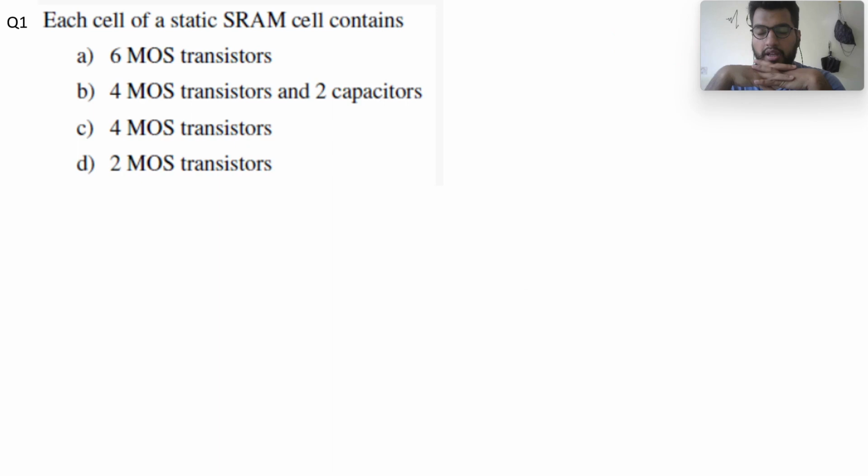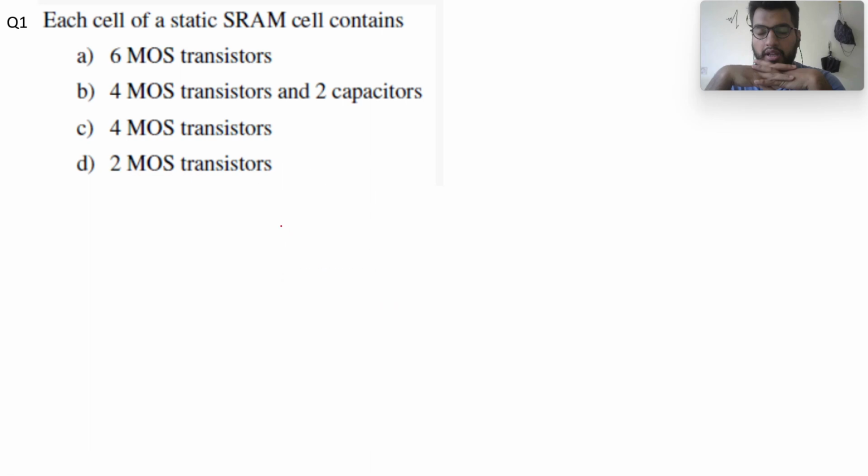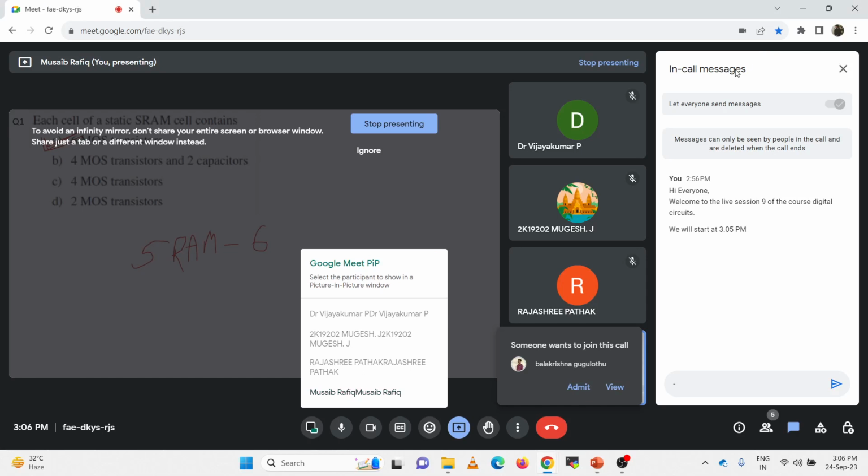It states that each cell of a static SRAM cell contains A: 6 MOS transistors, B: 4 MOS transistors and 2 capacitors, C: 4 MOS transistors and 2 MOS transistors. So you are aware that each SRAM cell contains 6 MOS transistors. That is option A. So each SRAM cell has 6 transistors.